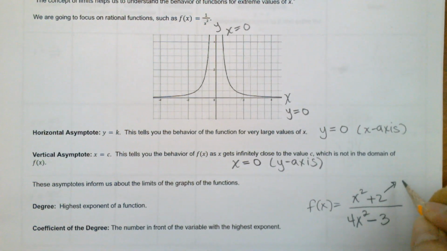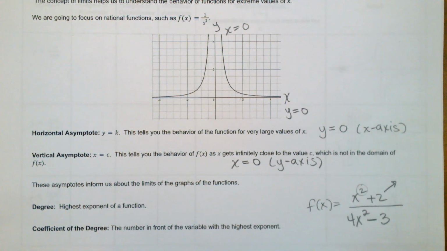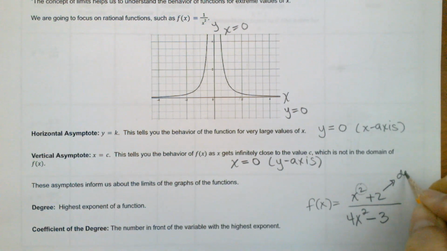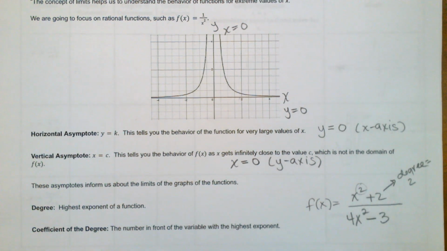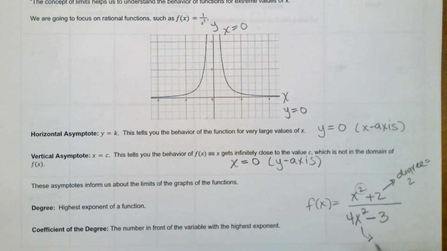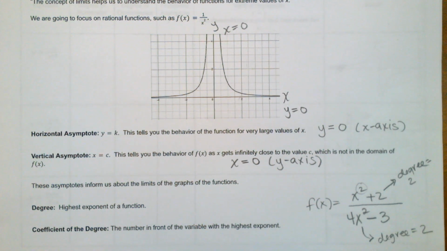So in the numerator here, the degree is going to be 2 because that's the x variable with the highest exponent. So our degree is 2. Okay, looking in the denominator here, we also see that we have x squared, and that is the highest value, so our degree is also 2. So these are equal. The numerator and denominator degrees are equal.